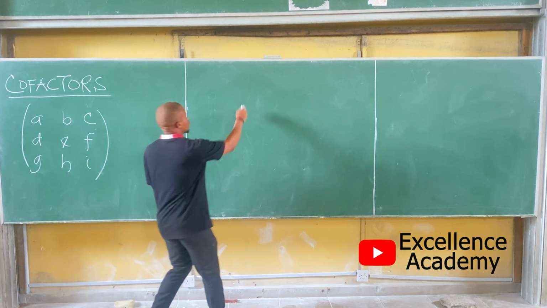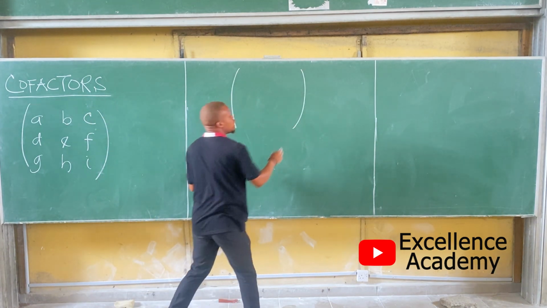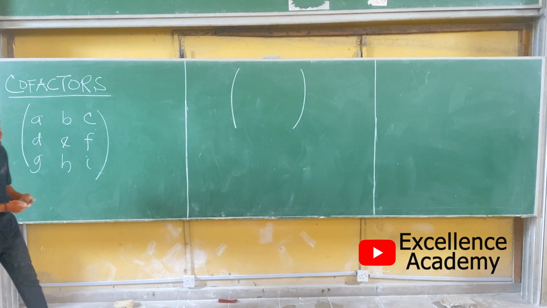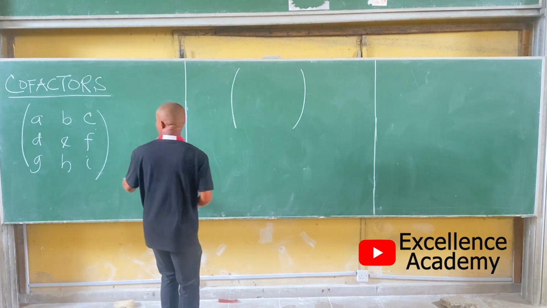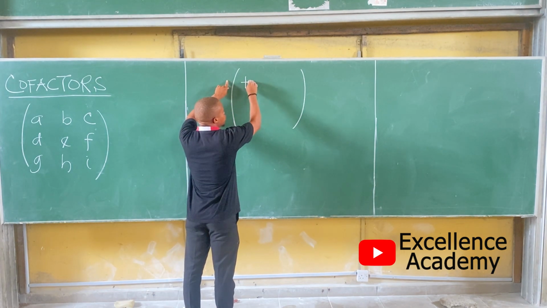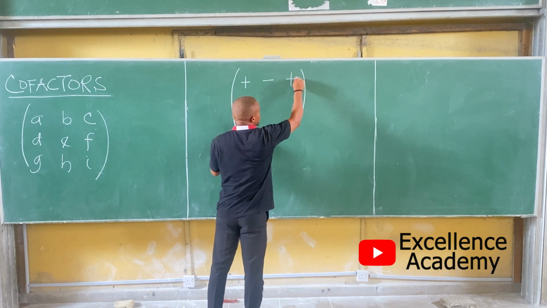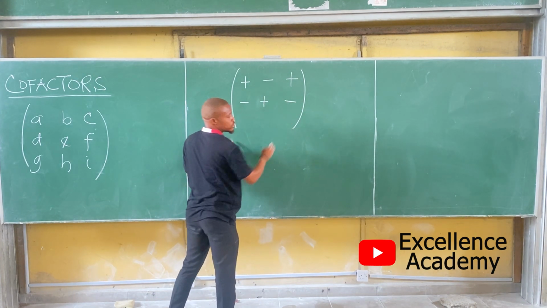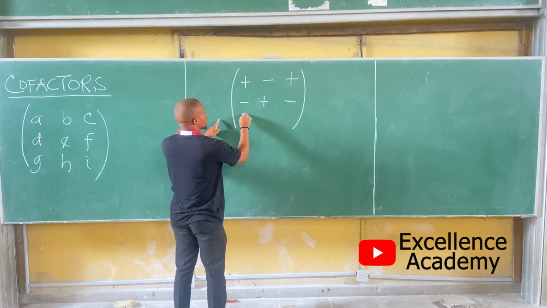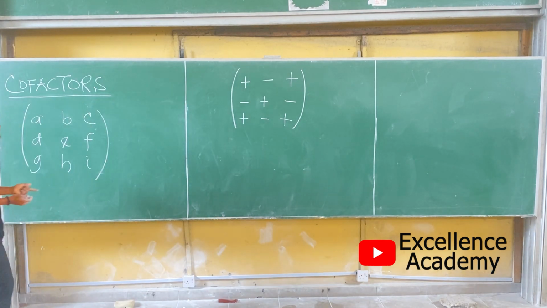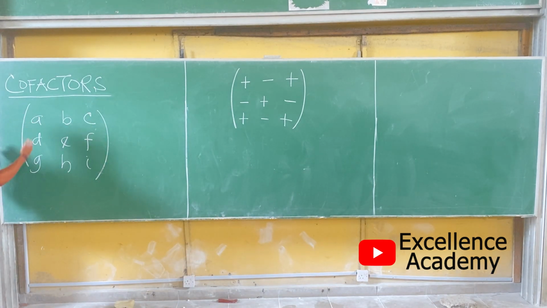All right, let's look at this. For the sign convention, for each of the elements in your matrix, you impute a particular sign for it. Since it's a 3 by 3 matrix, the sign convention is plus, minus, plus. For the next row, I'll be having minus, plus, minus. And for the last row, I'll be having plus, minus, plus. So this is your sign convention in dealing with cofactor.